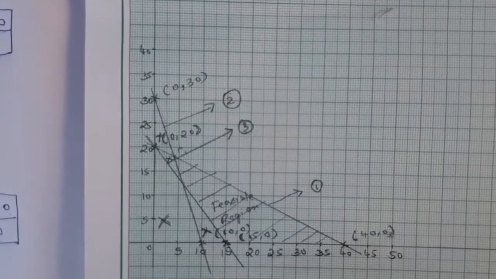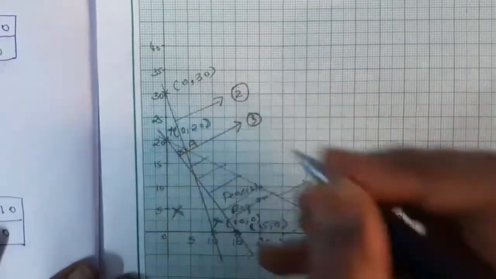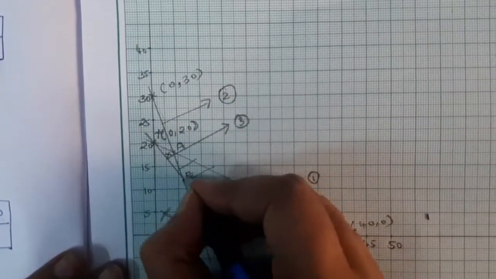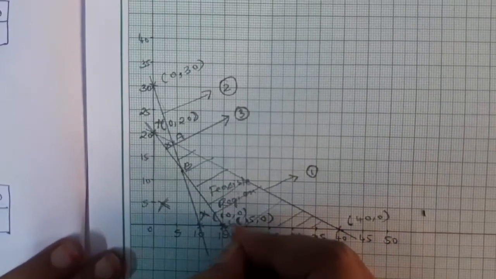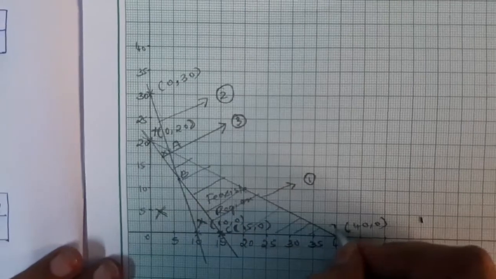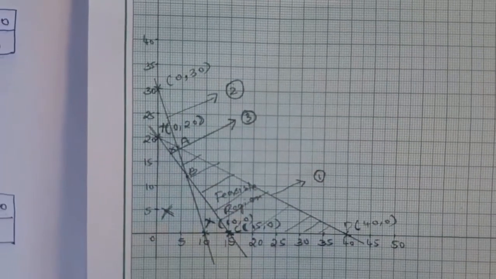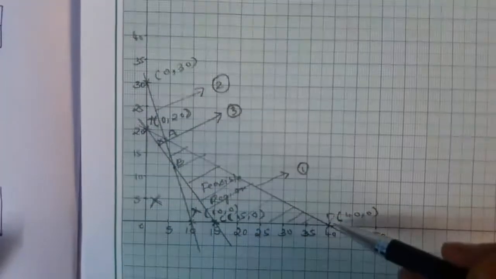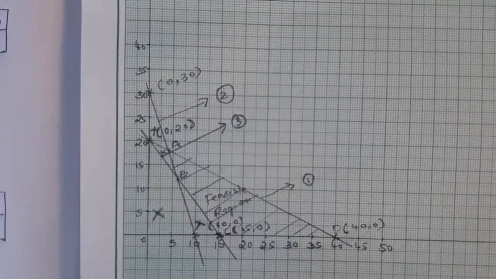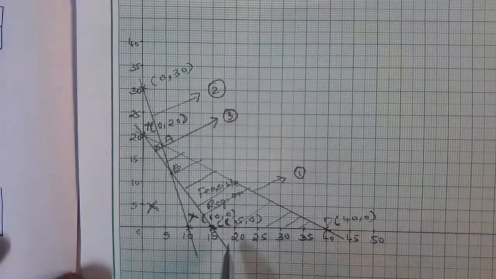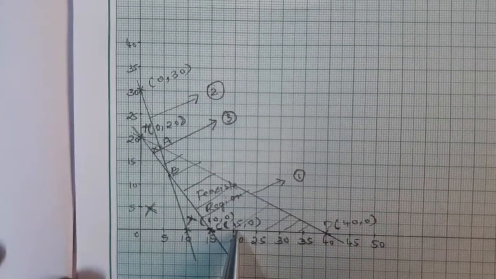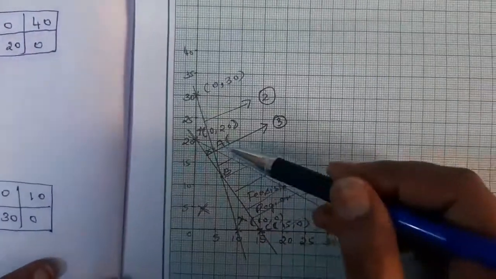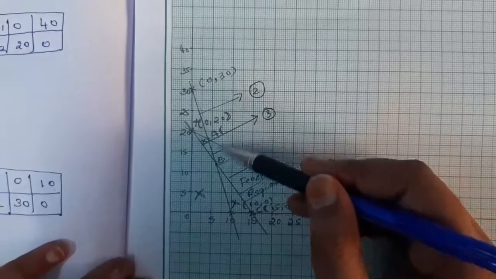So there you mark it as A, and this point you mark as B, this as C, and this point as D. So totally we have 4 points: A, B, C and D. Now find the values for all these corner points. So for C we already have the value. The C corner point value is (15, 0), and the D corner point value is (40, 0). Now we need to find the values for the corner points A and B.